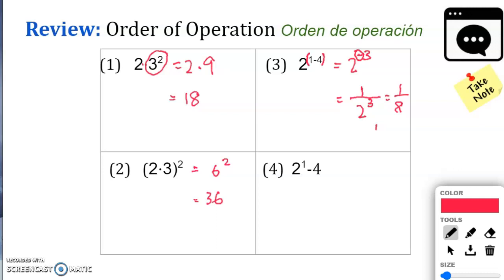And then finally, 2 to the power of 1, minus 4. This is where you're doing the exponents first, because subtraction is right at the bottom. 2 to the power of 1 is just 2, minus 4. 2 minus 4 is negative 2.